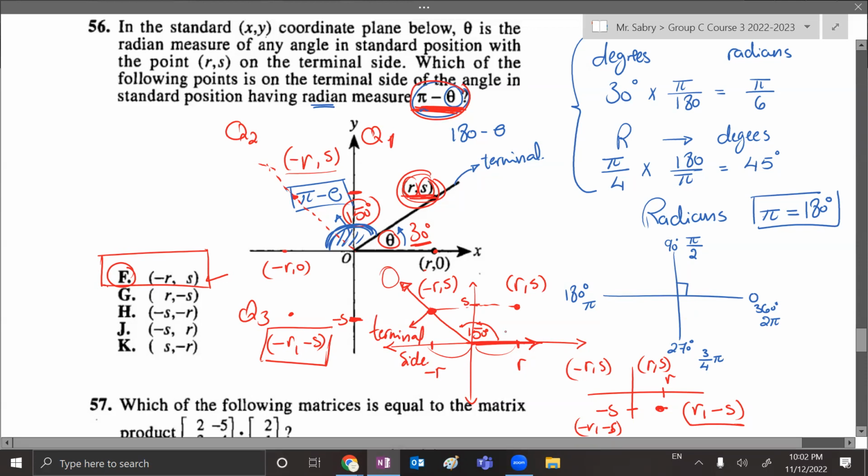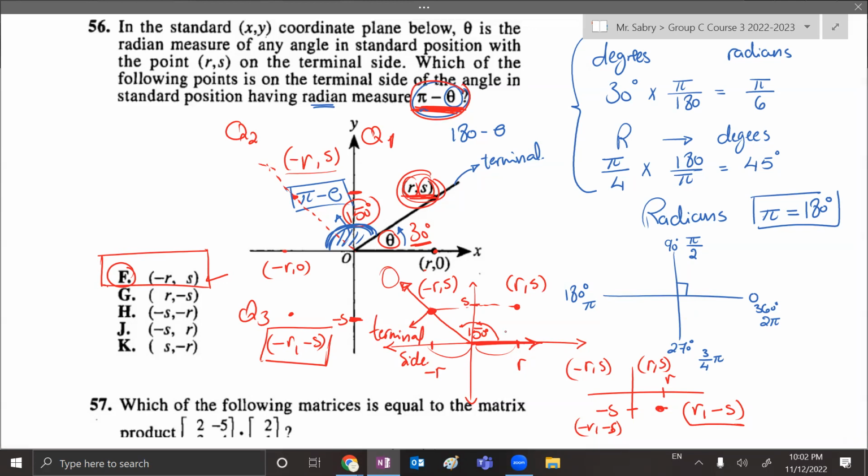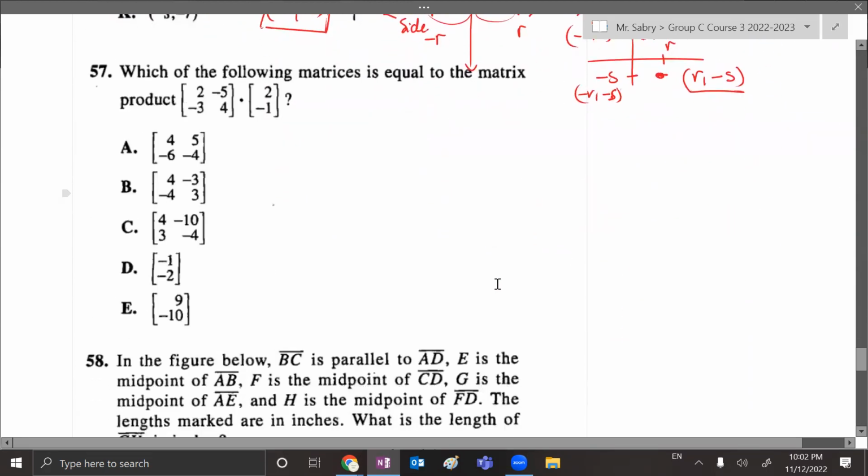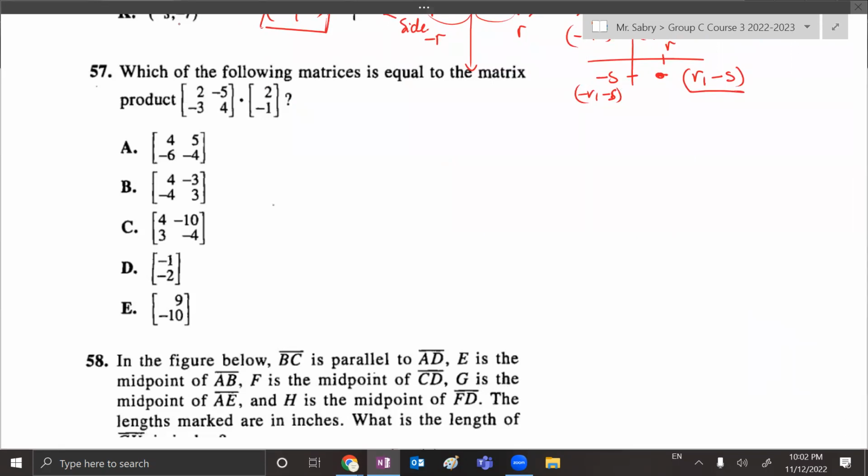Emily and Bella, how is it? Okay. Perfect. Now let's try the 57 one. This is about the matrices.